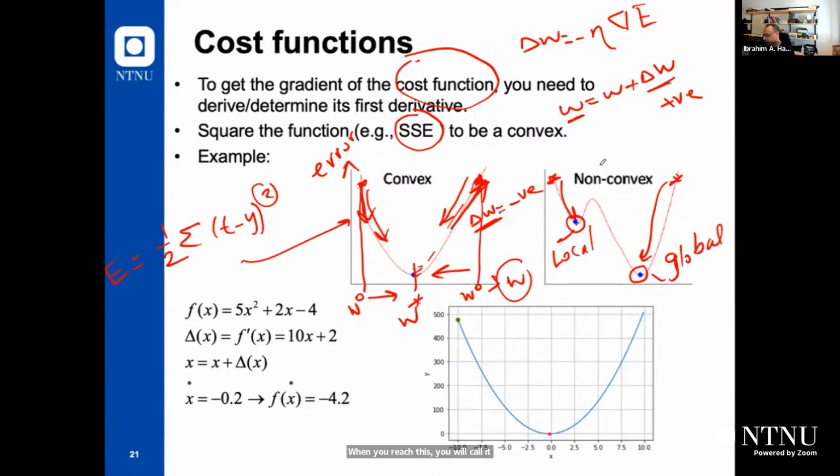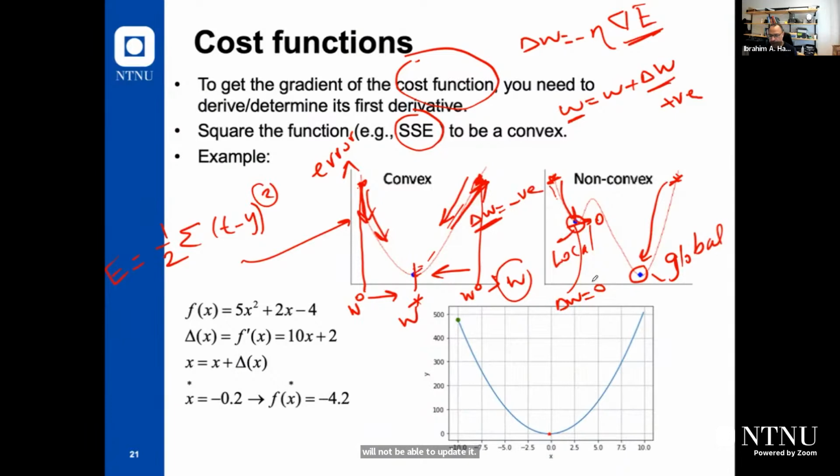Why will it stop? Because the slope of the gradient will be zero. In fact, the slope of the gradient will be negative, and after that it will increase, and at some point it will be zero. And when the gradient is zero, delta omega will be zero. So at some point here, delta omega equals zero. So when you keep updating your weights, you will not be able to update them, because delta omega equals zero.